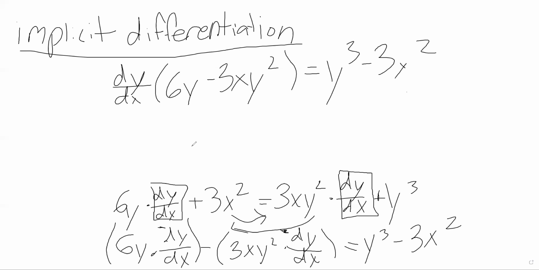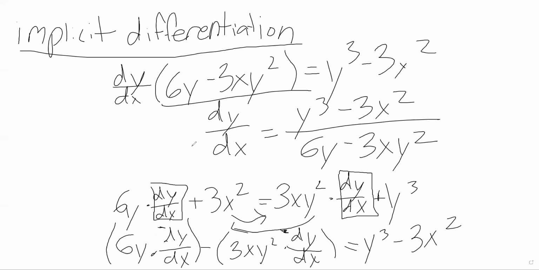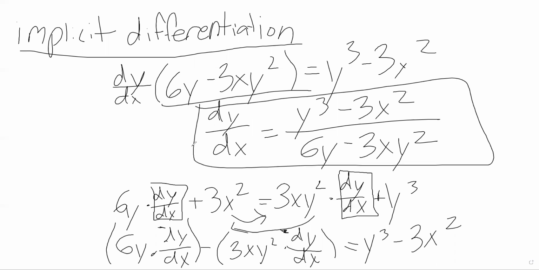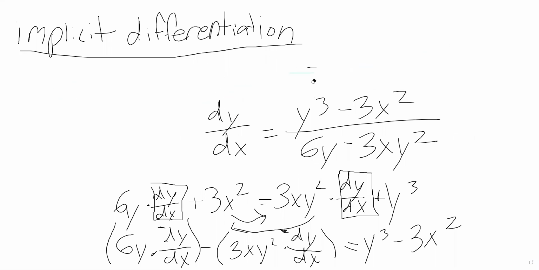And then finally, we can divide by this term in the parentheses, and we're left with dy over dx equals y cubed minus 3x squared all over 6y minus 3xy squared. And that is our final answer. Remember that dy over dx means the derivative, right? So now that we have that isolated, we know that that's what we wanted. So we have the derivative is this whole big mess here. And it's okay to get a fraction here. You're actually supposed to get a fraction here. And it's okay to have y's and x's in your answers because remember we had y's and x's all mixed up in the problem. So that's implicit differentiation in a nutshell.